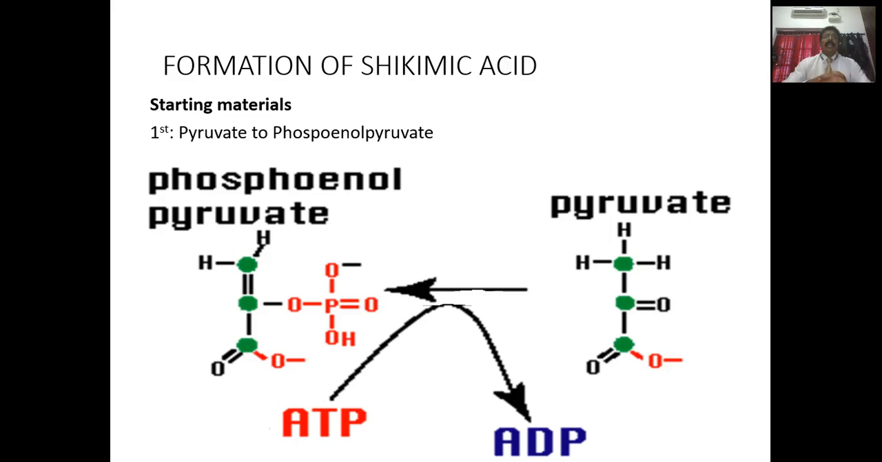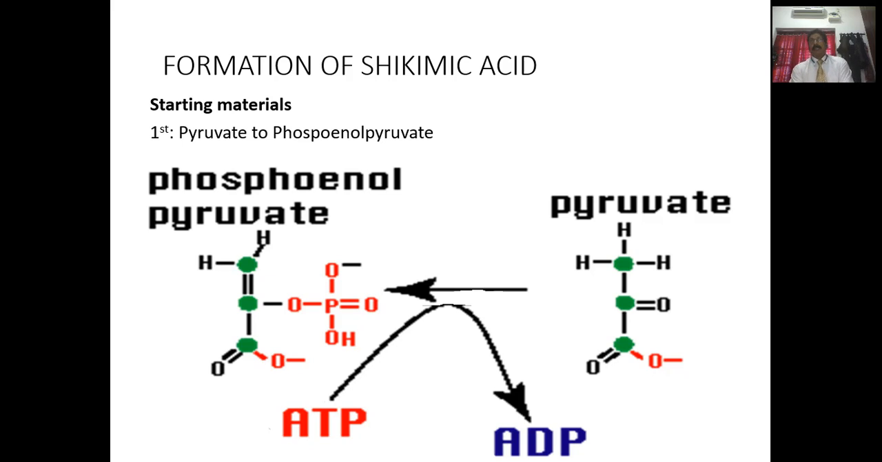So for Shikimic acid, you can see pyruvate is converted into phosphoenol pyruvate. See the structure, pyruvic acid. It is C double bond O, and that is COOH, and the C is connected with phosphate, and then you are getting C double bond CH2. That is the phosphoenol pyruvate. A pyruvic acid can be converted into phosphoenol pyruvate with the conversion of ATP to ADP.